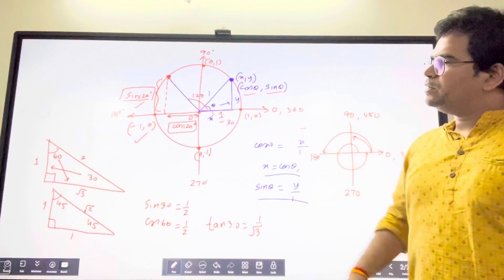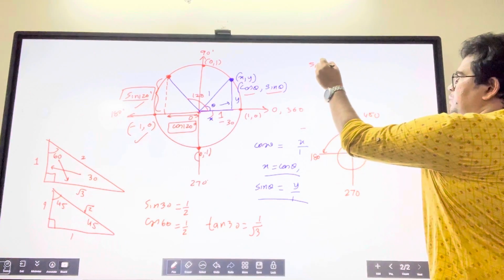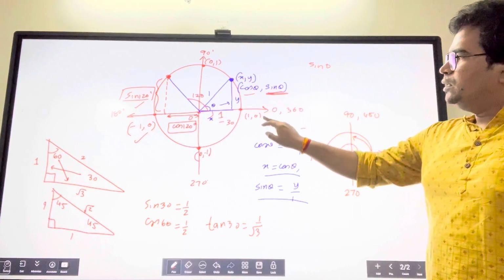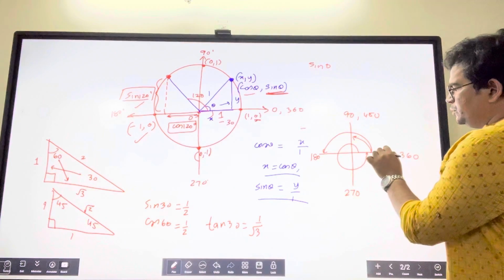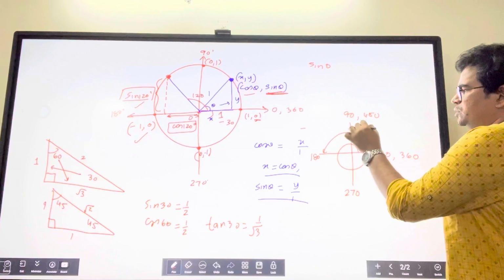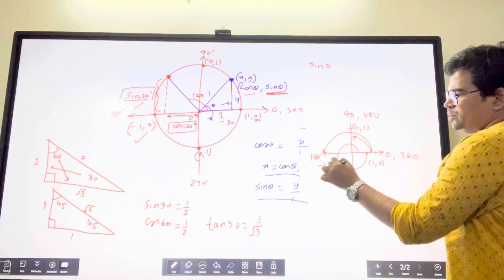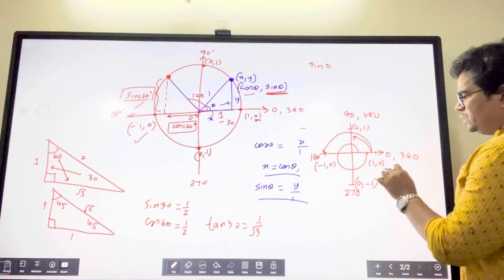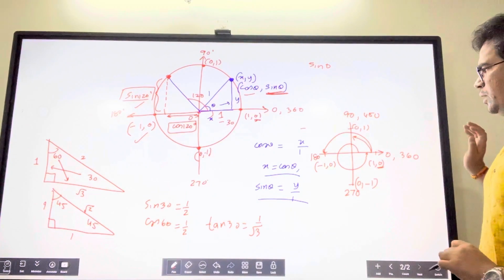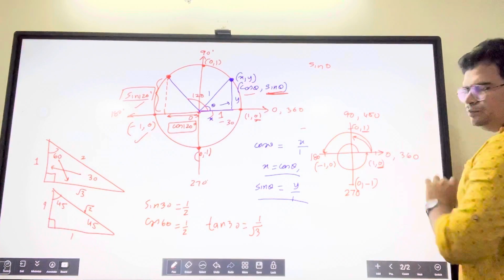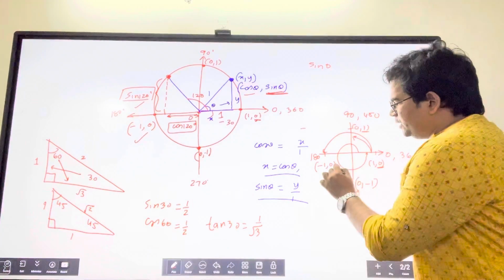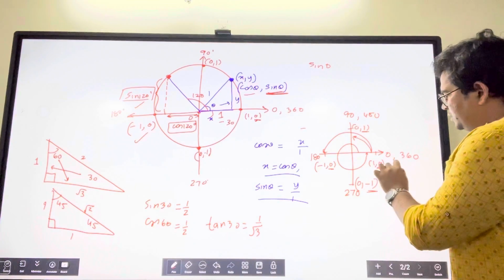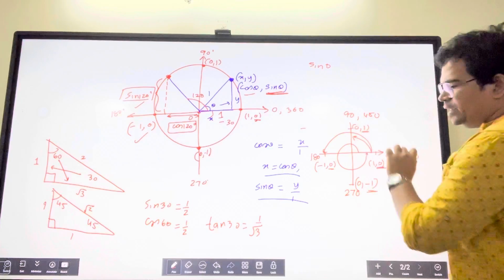So how do we find the value of sine 0? Sine is the y coordinate. The angle is here. This coordinate is 1, 0, this is 0, 1. Here is negative 1, 0. This is 0, negative 1. So sine 0 is basically 0. Then sine 90 is 1. Sine 180 is 0. Sine 270 is negative 1. Sine 360 is 0. Sine 450 is again 1.